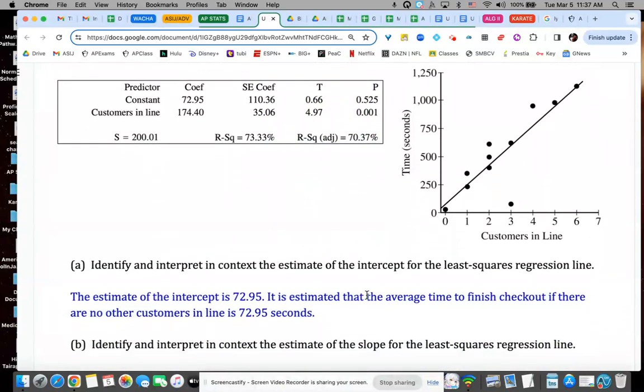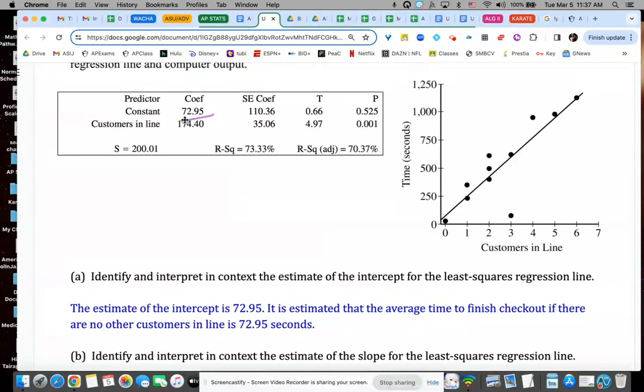Okay, what are they asking? Identify and interpret the intercept. Okay, well, that's the 72.95. And remember, that's just your starting amount, basically. On the graph, it's right here, right here. So if I had 0 customers in line, the model would predict that the time I'd have to wait in line would be approximately 72.95 seconds.